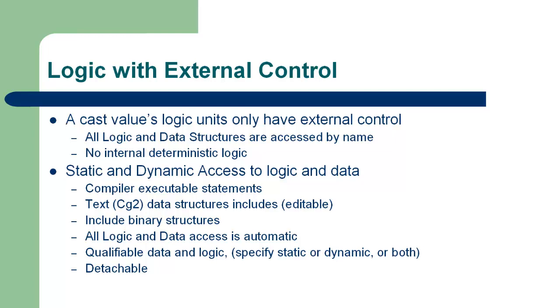And then we have all logic and data access is automatic. All of this we never see. So then we also want qualifiable data and logic. I only want 10 random boys' names. And we want it detachable. So once we access something, we'd like to sometimes get rid of it. I just did this file and it's 10 terabytes. Let me free up those resources and load in the next file.